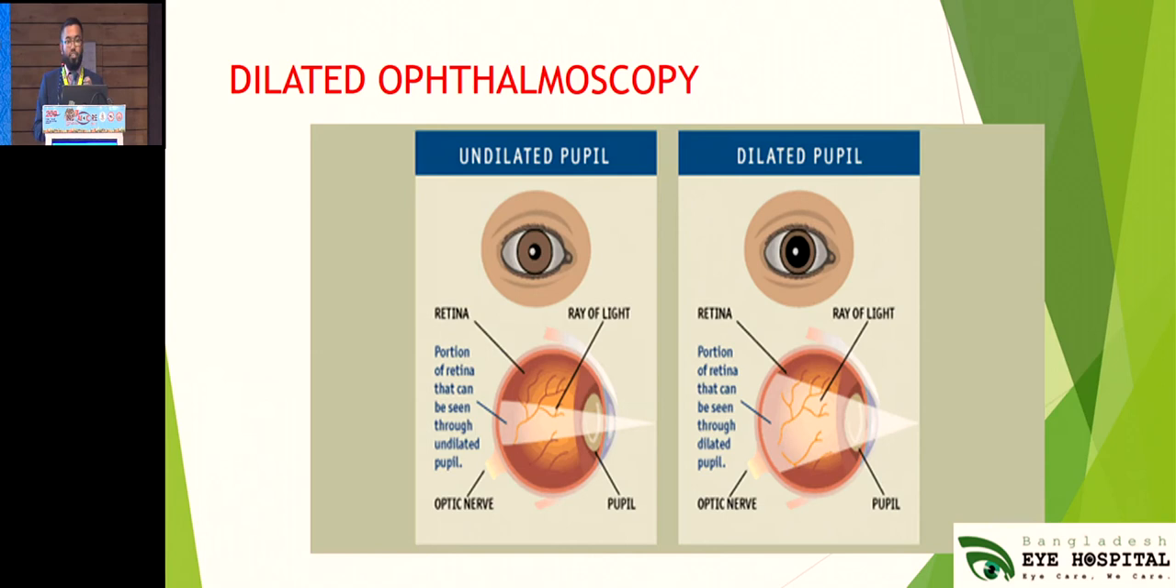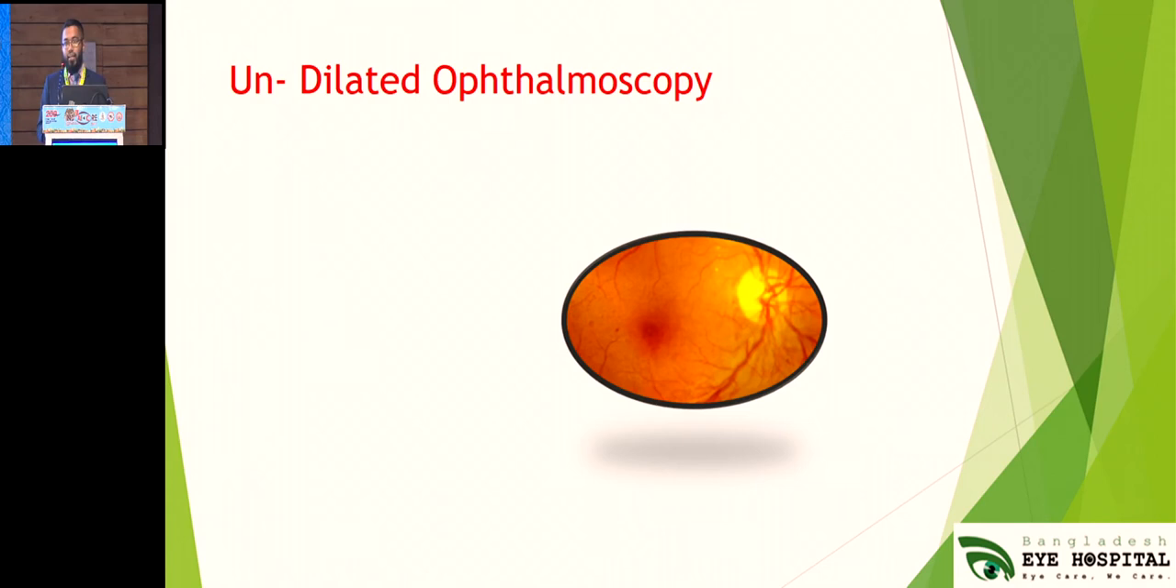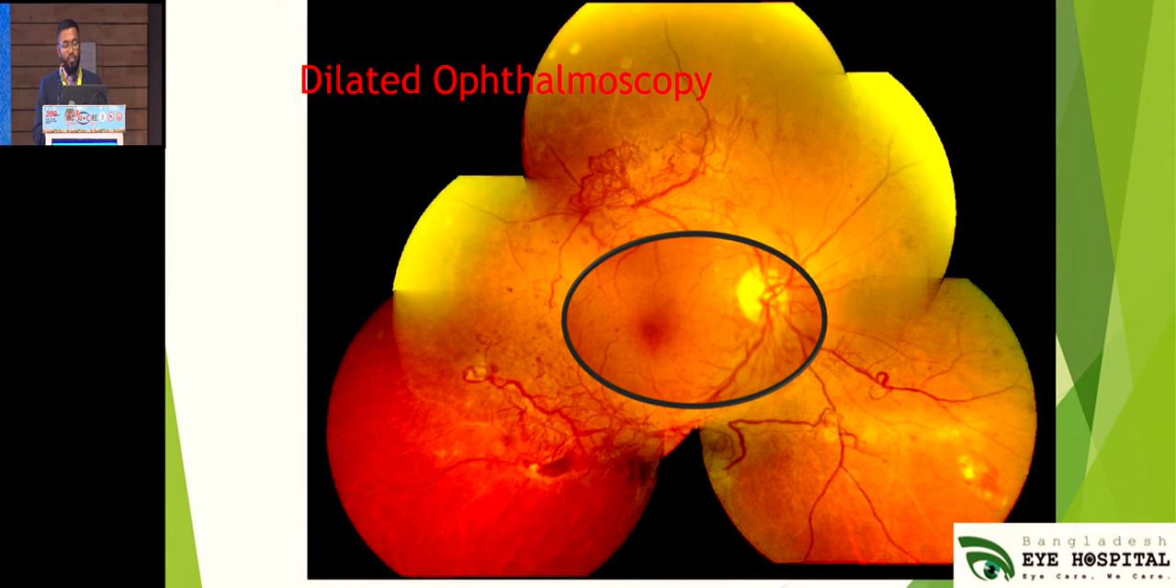So when a patient is diagnosed as diabetic, that patient will go for dilated ophthalmoscopy, because in case of undilated ophthalmoscopy, you can see only the optic disc and macula, which reveals this may be a case of mild non-proliferative diabetic retinopathy. But when you go for dilated fundoscopy, you will find this same case is an advanced diabetic eye disease, which needs instant treatment.